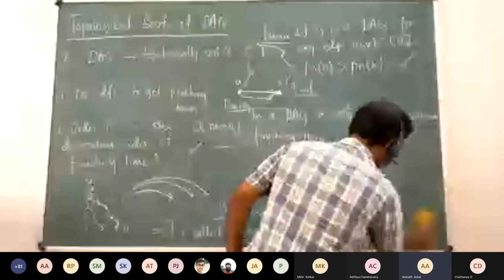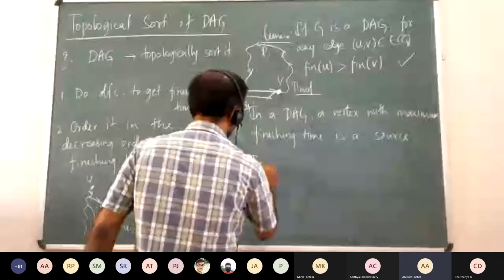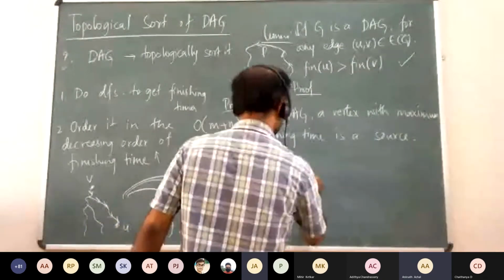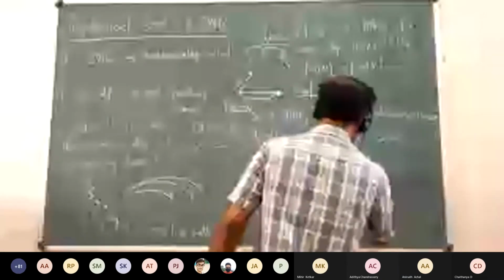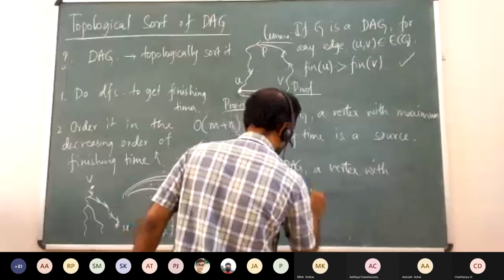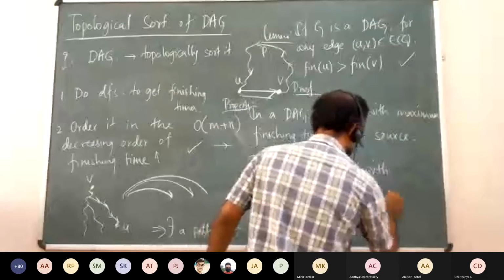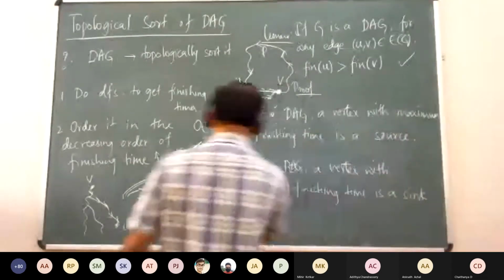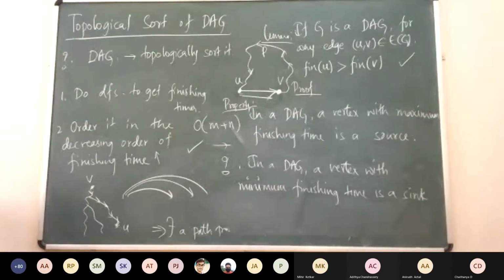Can we also say that again? So in a DAG, can there be multiple sinks? Yeah, there can be multiple sinks. I am only worried about the vertex with minimum finishing time. Is a sink. This is what you are saying. Is this true? Is the vertex with minimum finishing time a sink?